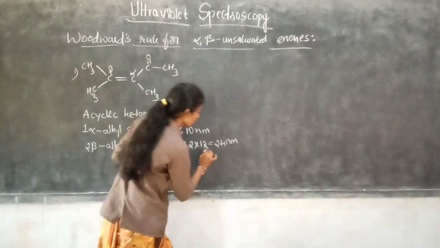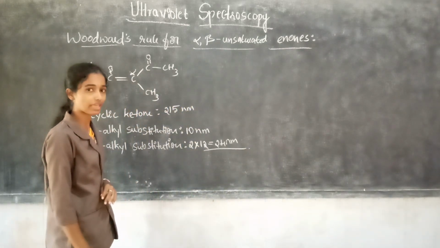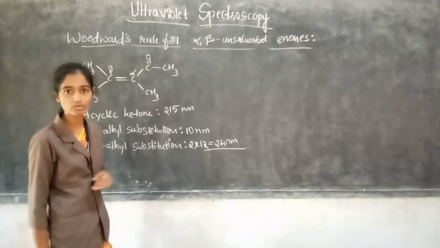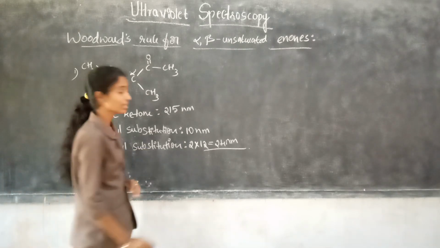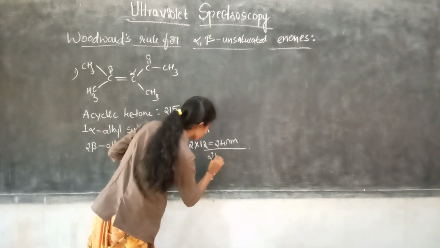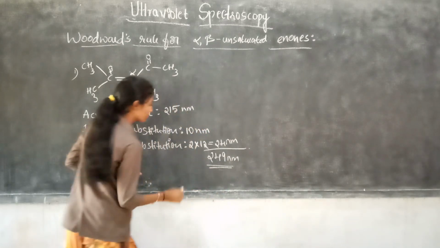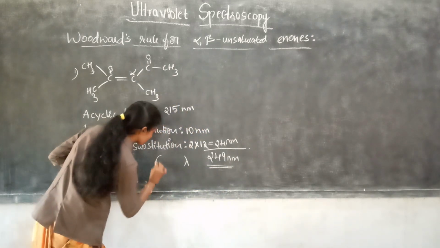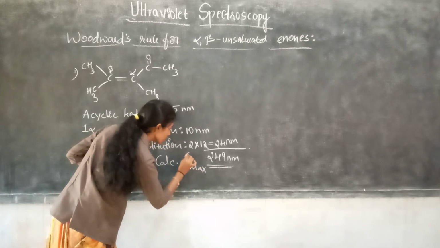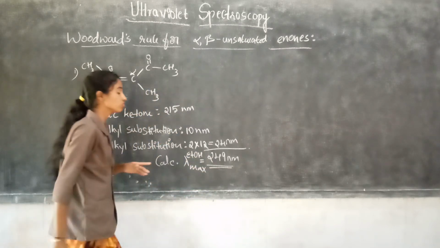Now we will calculate the total absorption maxima. Its value is 249 nanometer. This is the calculated lambda max for ethanol. Here we have taken ethanol as the solvent.